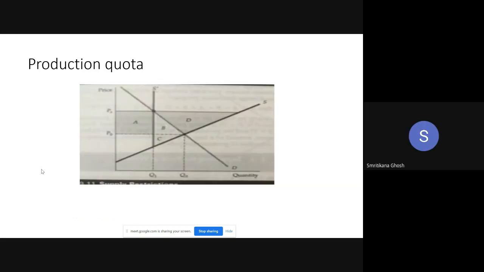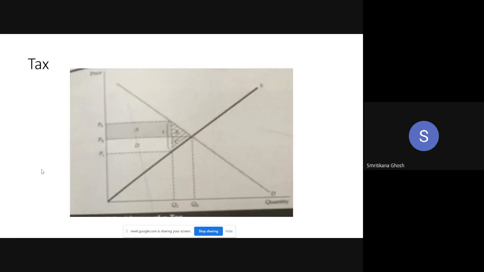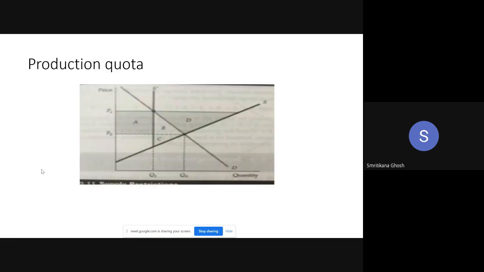Production quota. This is another intervention. Production quota, tax, subsidy. Oh, so many things I have to discuss. Okay. So production quota. What is production quota? It is a quantitative restriction. Again, it is to support the producer. This is also to support the producer.